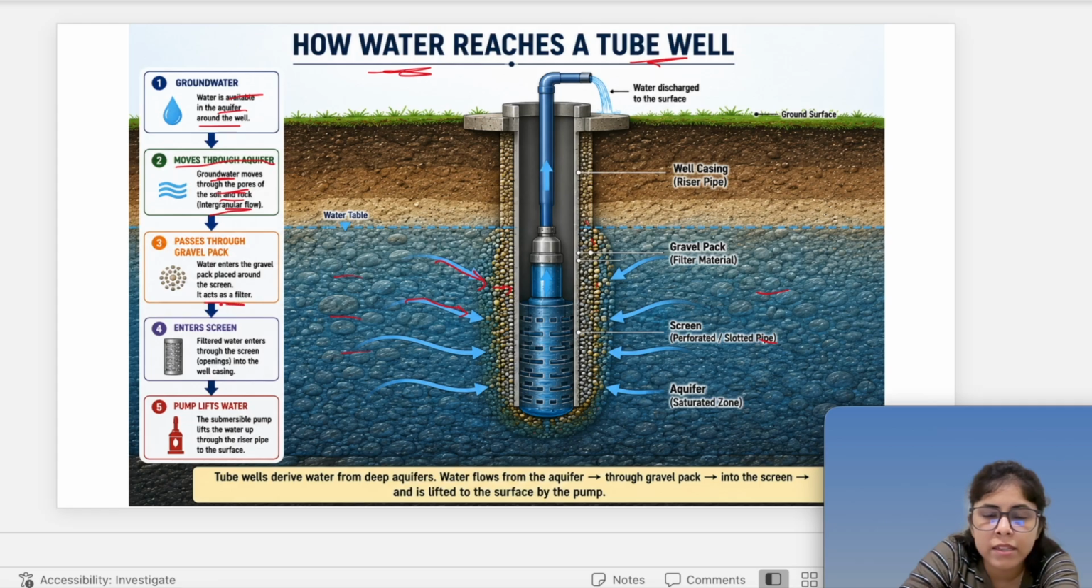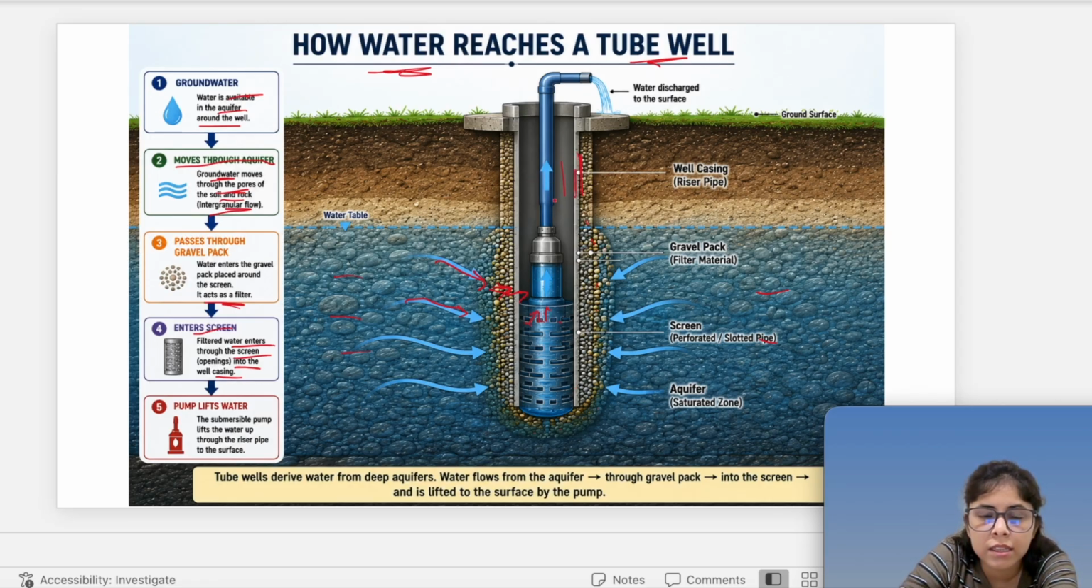And it acts as a filter, right? So it acts as some kind of screen or filter. Now after passing through the gravel pad, the water reaches the screen. Now filtered water enters through the screen into the well casing. These are the screen, and through the screen the filtered water will go into the well casing. This is the perforated screen. Okay, and then this is your well casing.